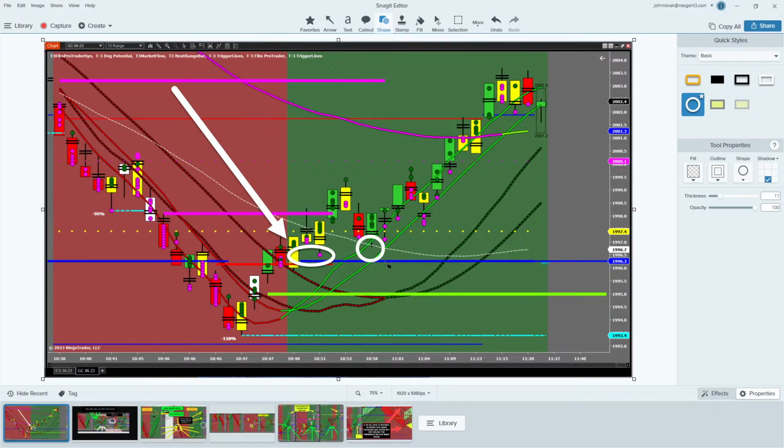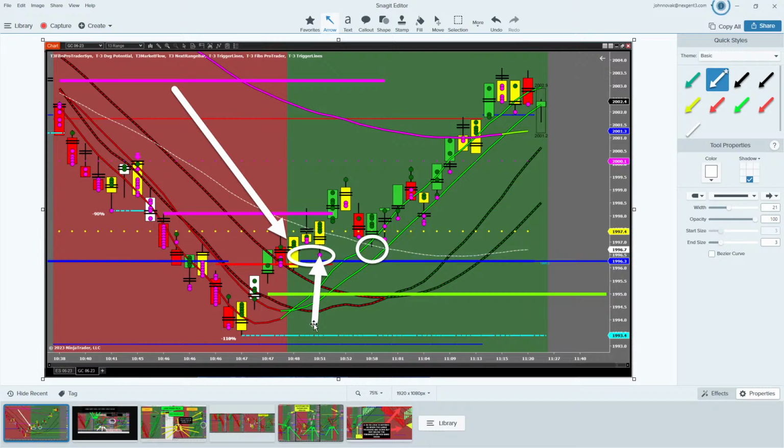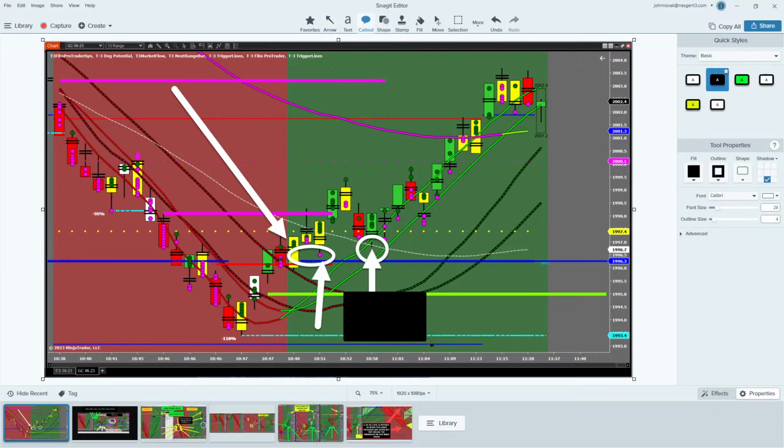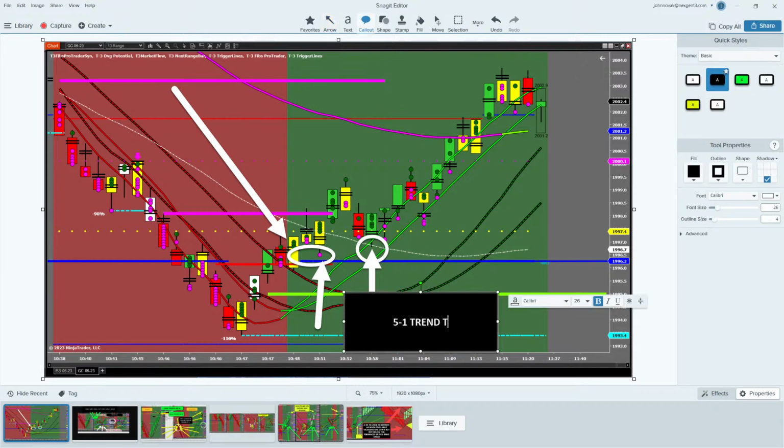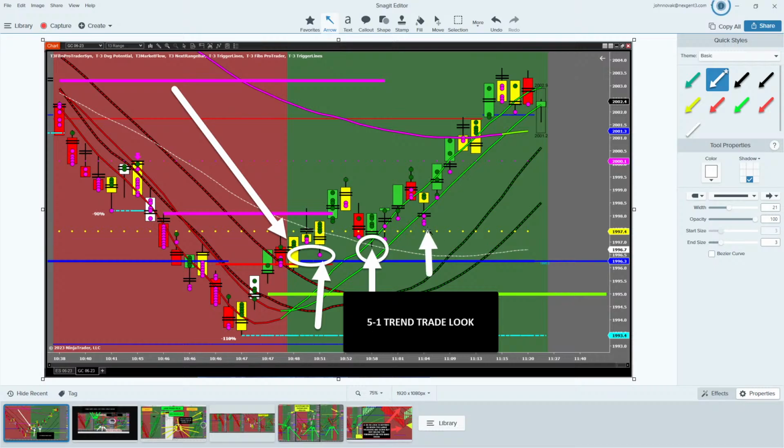And then if we test the small triggers, so this is kind of your momentum breakout of the triggers, look. And then this should be the 5-1 trend trade look right here. Without even looking at the 5-1 chart, I can tell you that's the 5-1 trend trade look, and probably right here as well. That's not an arrow. What do you guys think? Visually, pretty easy. Don't go long until you break above all of your triggers.